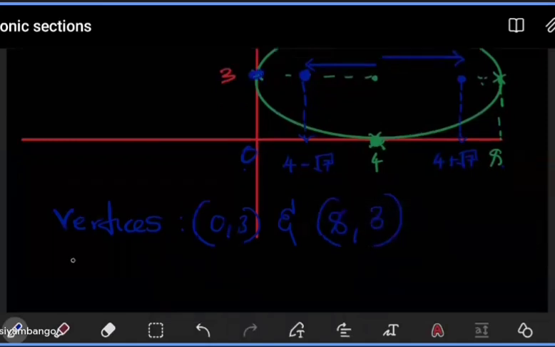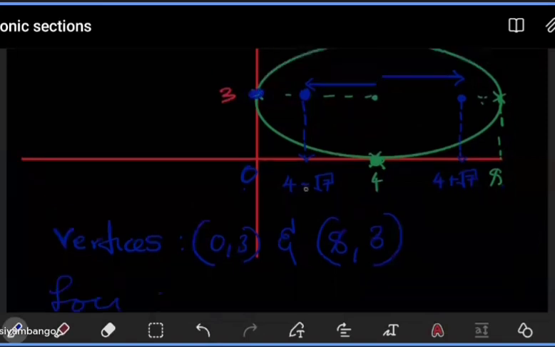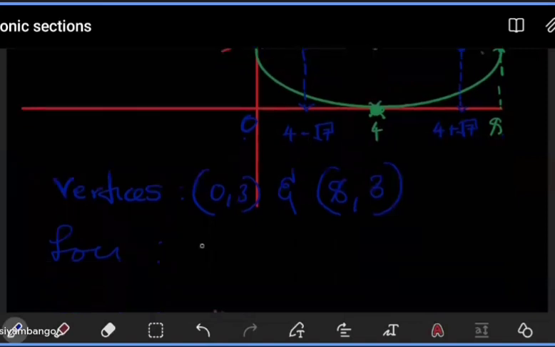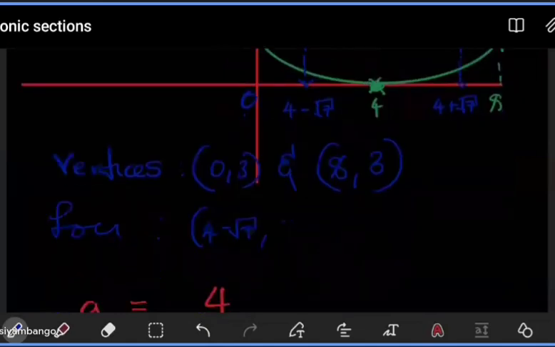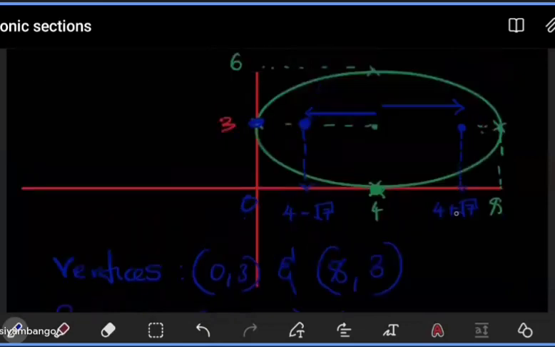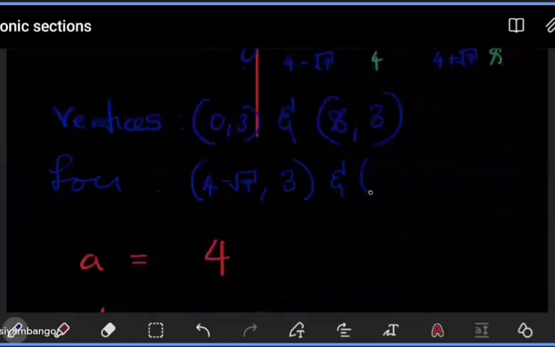Now let's look at foci. What do we see? The first one, this is at 4 minus root 7 in the x, comma, in the y, it's at 3. So this is comma 3. And the other one is at 4 plus root 7 in the x, comma 3 as well. Comma 3. So these are the foci.